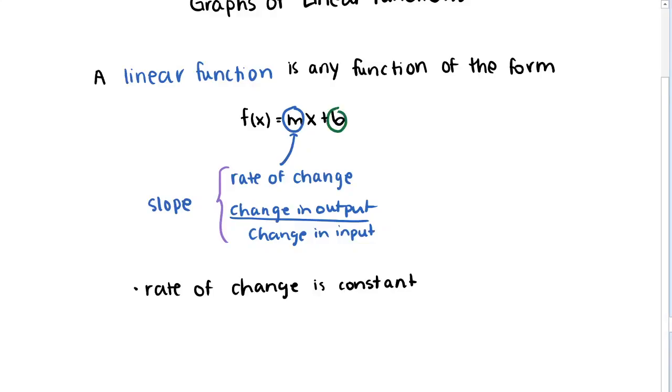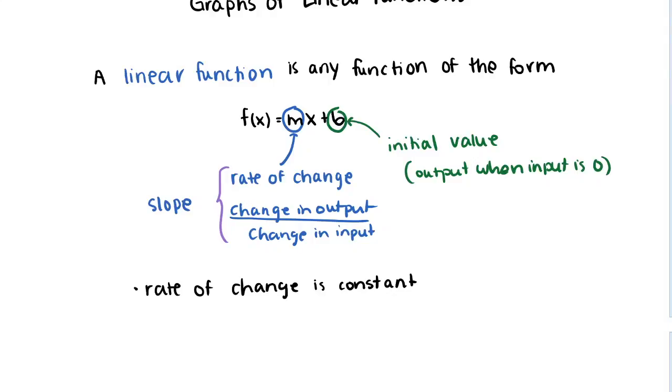And we said that this constant b, well, if we imagine plugging in 0 into our input variable for this function, what we're going to get out is 0 times m, which is 0, and then add that with b, we would get b out. This is like an initial value, the output that we would have for our function when our input is 0. So these are some facts about linear functions.